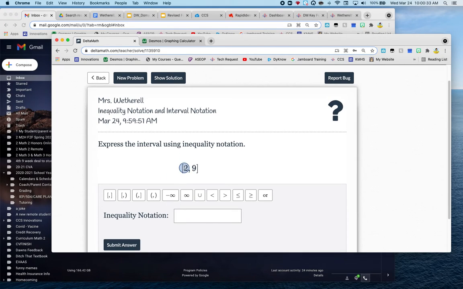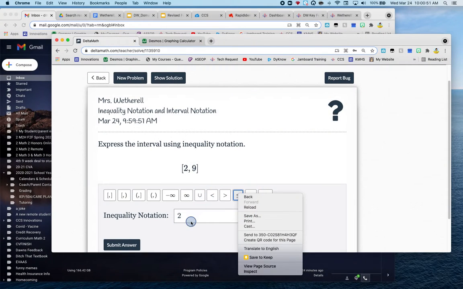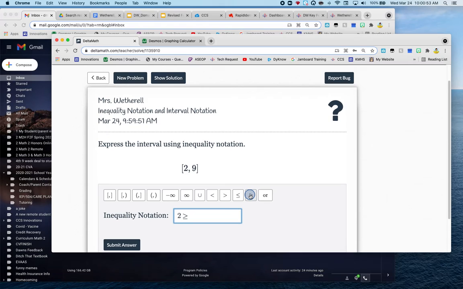Basically I can see that this symbol is a brace. So that's going to mean less than or equal to, or greater than or equal to. It's going to have the equal to in it on both sides. So all I'm going to do is type my first number, which is a 2. I'm going to use my less than or equal to sign. So I'm going to click that. Oops, wrong one, sorry. Click that.